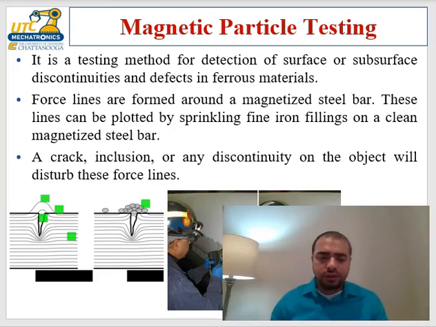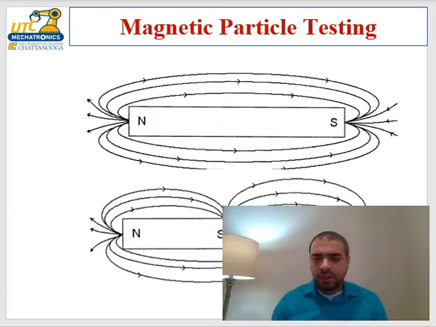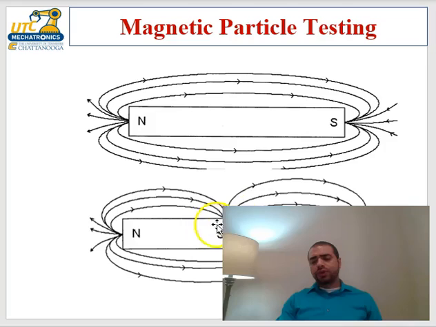I think there's a picture here. As you see, if there's a crack, it's going to disturb the magnetic field lines, and you're going to see the filings concentrating here. So it's a really good method. It can be used to detect voids or cracks. It's very commonly used, but it has to be applied only on ferrous materials. It cannot be applied on non-ferrous materials.